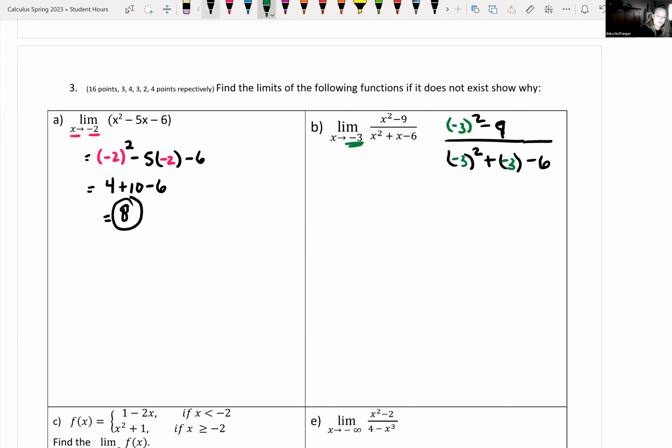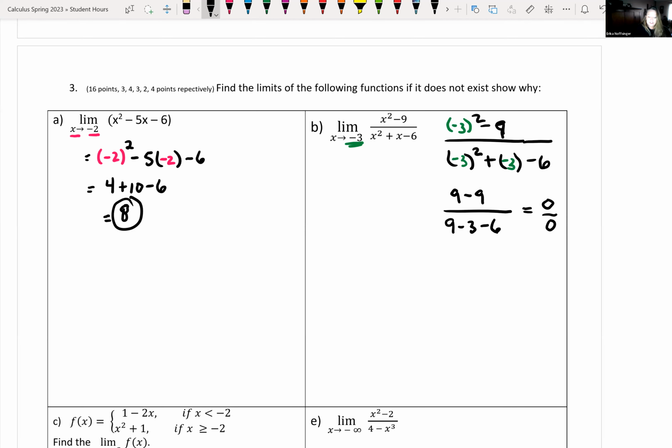So I get -3 squared in the numerator, which is positive 9, minus that 9. That is equal to 0 in the numerator. In the denominator, I have -3 quantity squared is 9, plus a -3, so -3 minus 6. So 9 minus 3 minus 6 is also 0. And so we get that indeterminate form of 0 over 0.